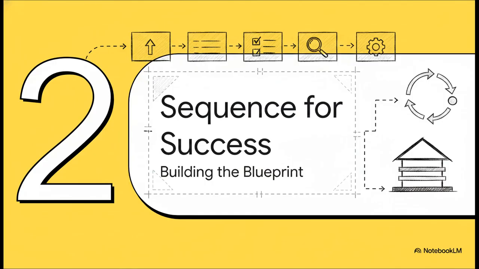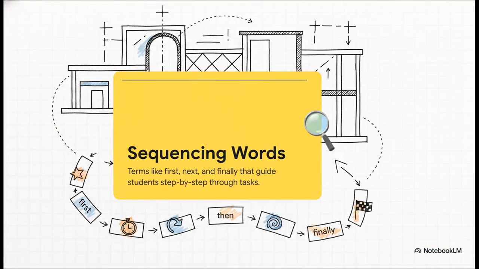Moving right along to section 2, sequence for success. This is all about building the blueprint. So here's where we shift from throwing out individual isolated commands to actually organizing a logical map of tasks. To build this blueprint, we use sequencing words: first, next, then, and finally. Think of this language as the architectural framework of your lesson. It's the tool that transforms what might otherwise look like a chaotic jumble of tasks into a smooth, easy-to-follow sequence.